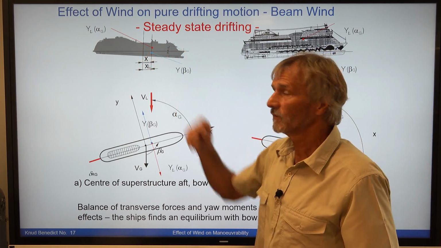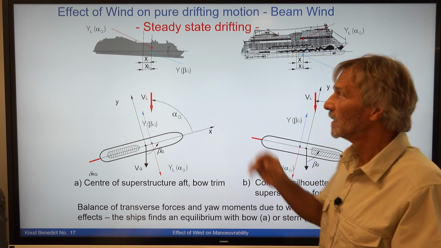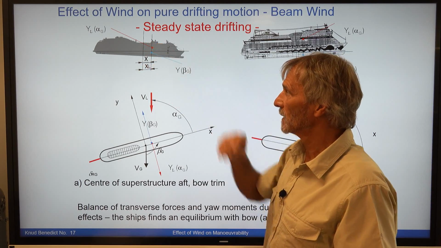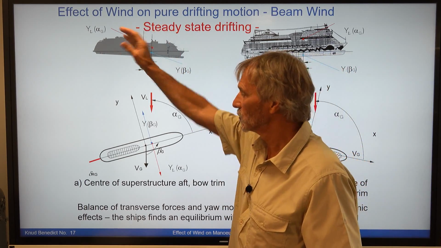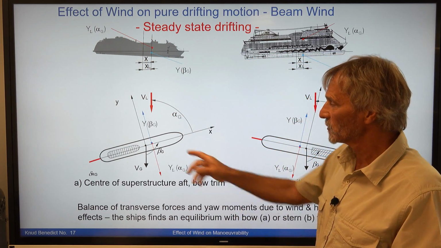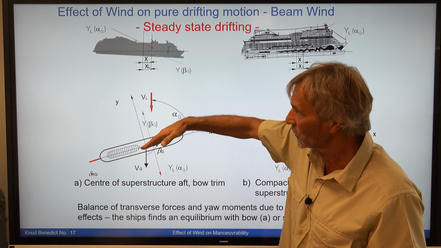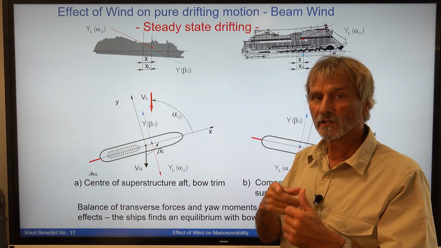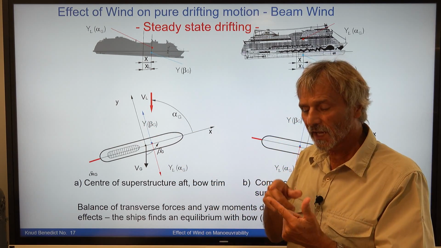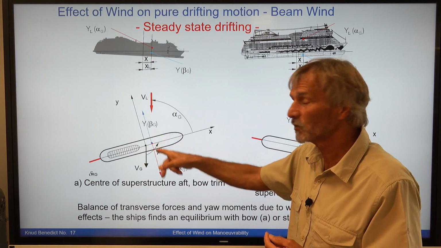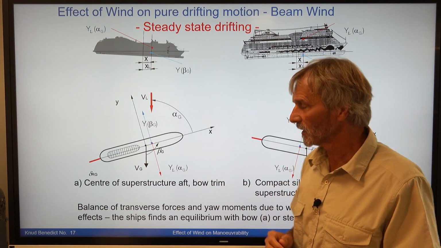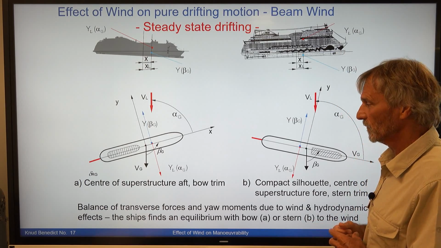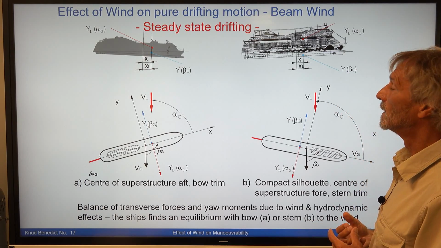And the opposite is here for the ship with the center of the wind area to the stern. Then you see that the bow turns into the wind, and again the forces are equal in magnitude and they're acting at the same position, so there's an equilibrium and balance of forces and moments.